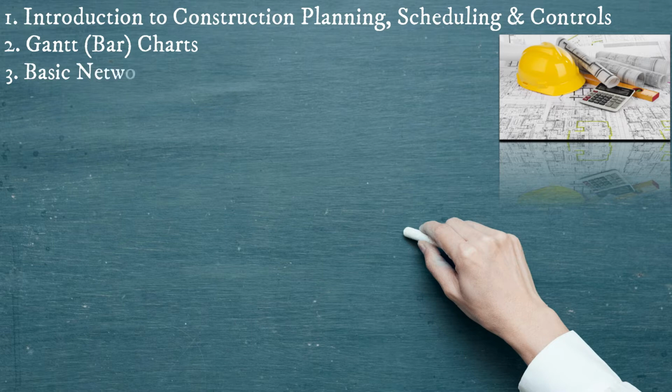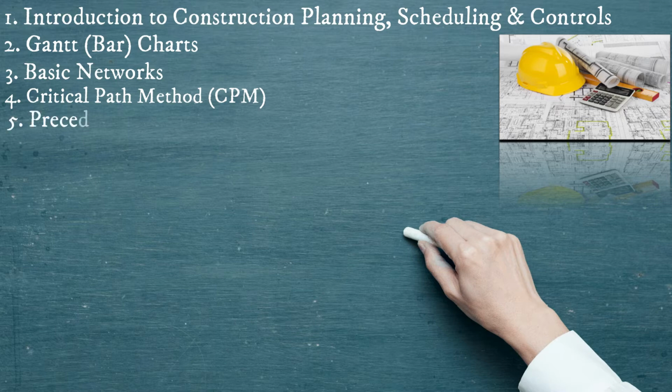Basic networks. We'll discuss what are arrow and node networks and a comparison between these networks. Critical path method. I would provide you guys with an overview on the CPM method, the steps that are needed to schedule a project. We briefly discuss on resource allocation and leveling, and finally, I'll discuss and provide you guys CPM explanation through examples.